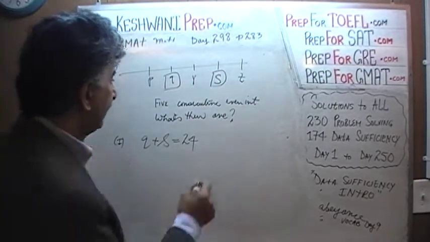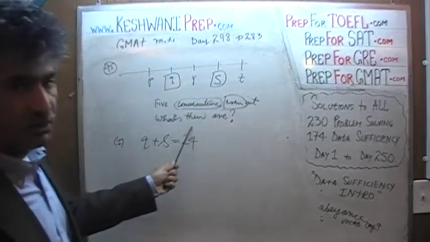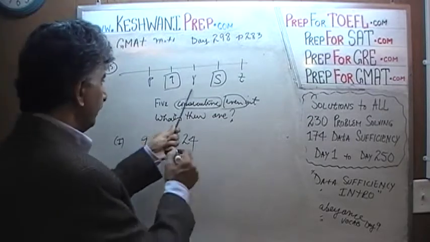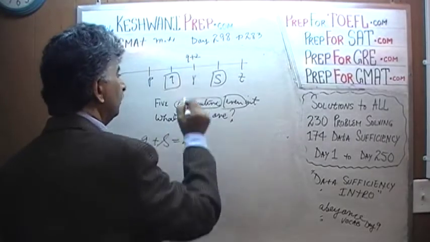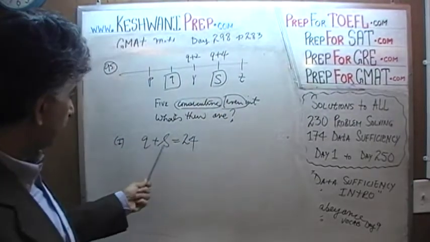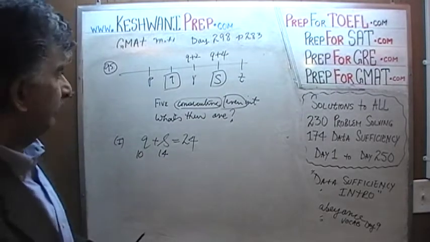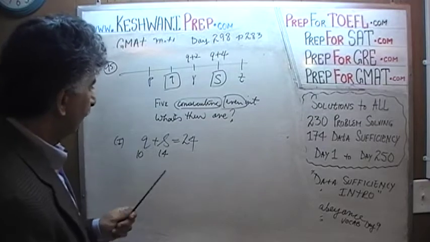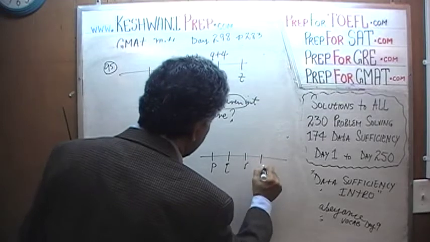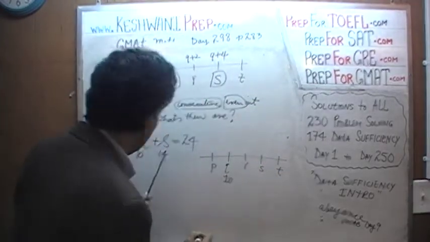Because they are consecutive even integers, when we go from Q to R, it goes up by 2. In other words, R is Q plus 2 and S is Q plus 4. And we are told that their sum is 24. That's very simple. Q must be 10 and S must be 14. Let's do it here. P, Q, R, S, and T. So this tells us that Q must be 10 and S must be 14.